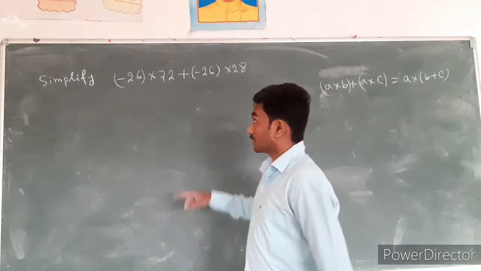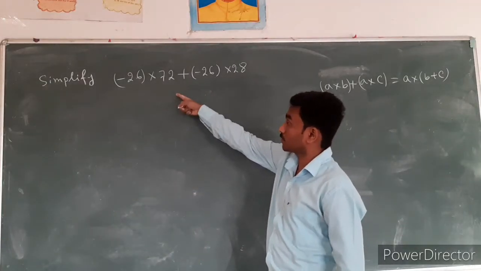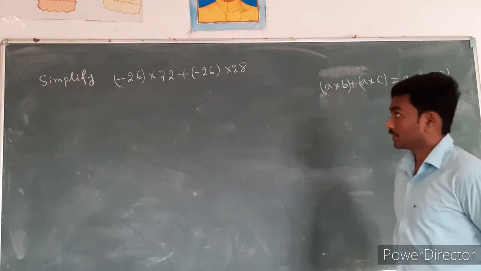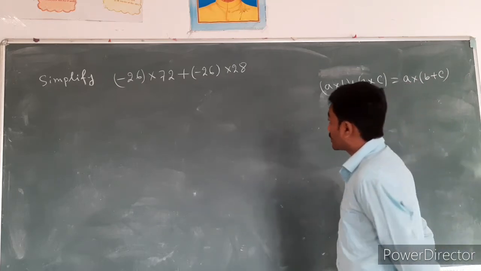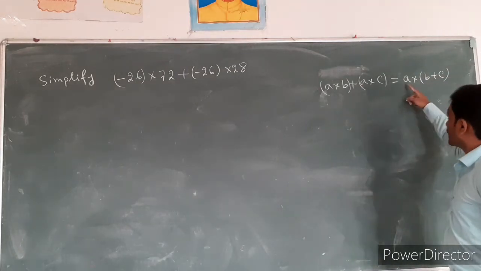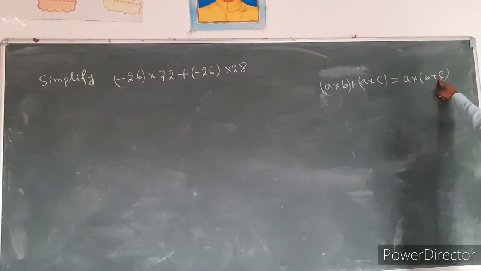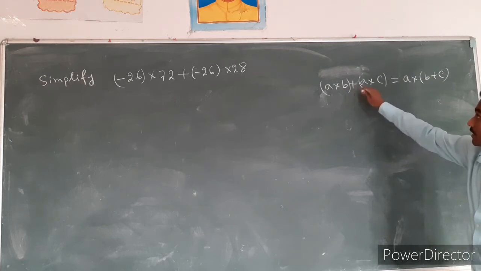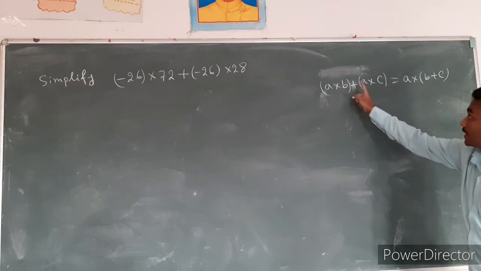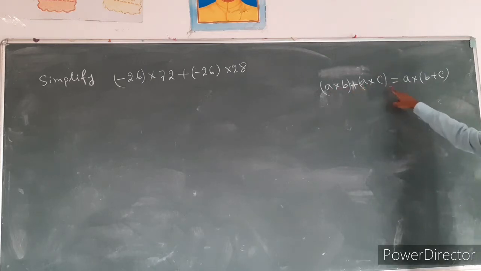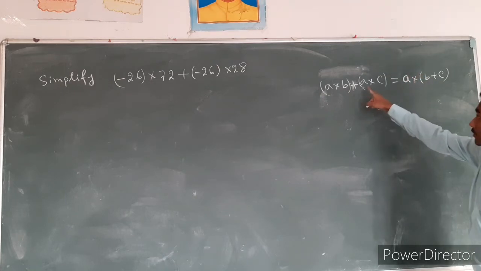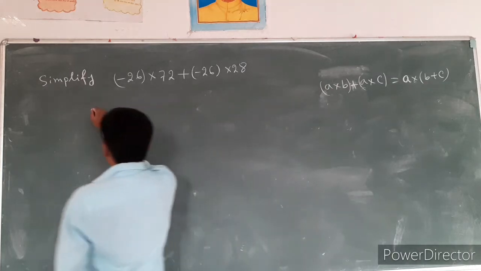Next question. Simplify minus 26 into 72 plus minus 26 into 28. From the distributive law of multiplication, we know that A cross (B plus C) is equal to A cross B plus A cross C. Which number is repeated? A is repeated. So A comes out from both the expressions.